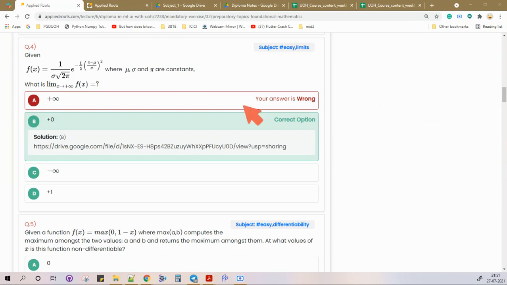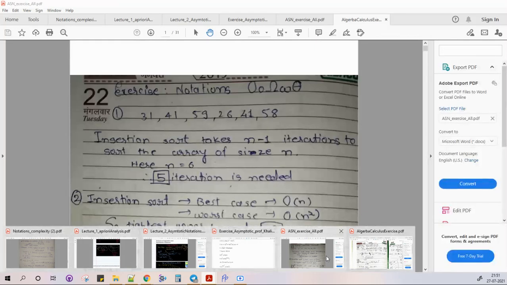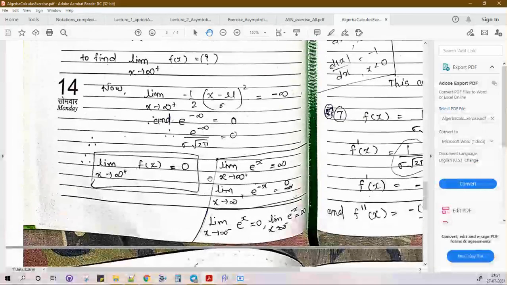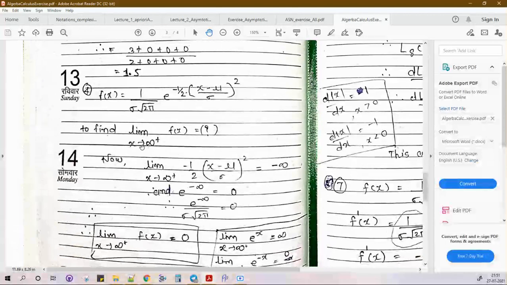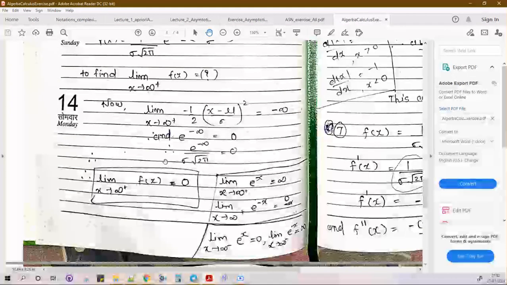Let me remove this. Okay, so how can we solve that? I have it here. So limit x tends to infinity, f of x is what? See here, I guess my answer is wrong. No, okay, here it is good.